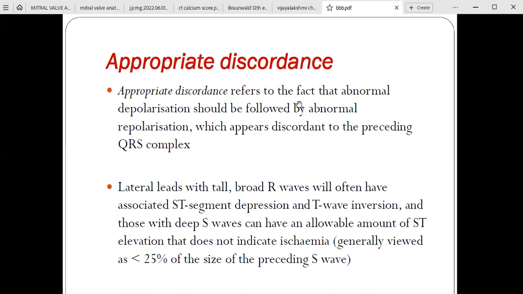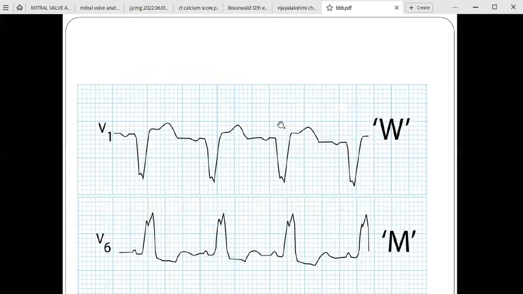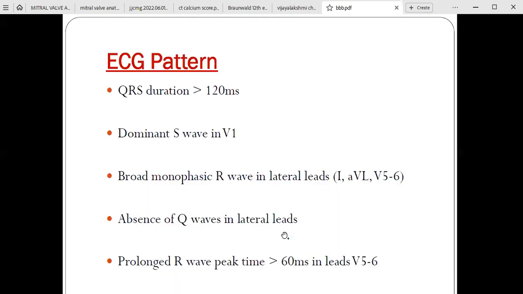Appropriate discordance means that abnormal depolarization should be followed by abnormal repolarization as well, which appears discordant to the preceding QRS complex. So based on the QRS complex, reverse changes will be there. If you have a positive QRS here, you can see ST-T inversions there, which is the appropriate discordance.